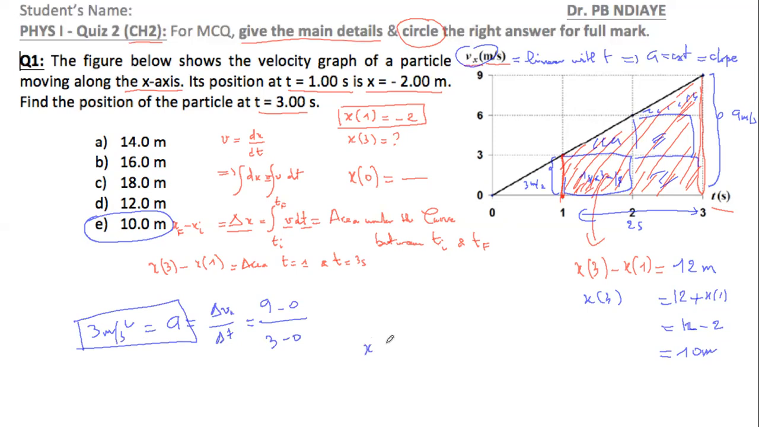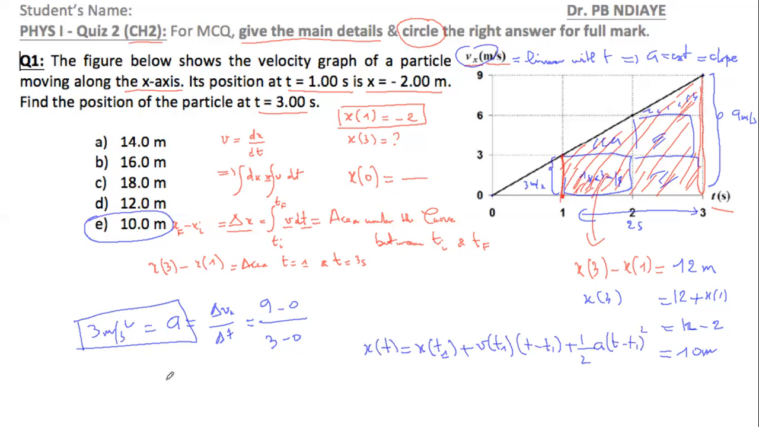One of them being x at any time is x at t1 plus v at t1 times (t minus t1), plus half of a times (t minus t1) squared.